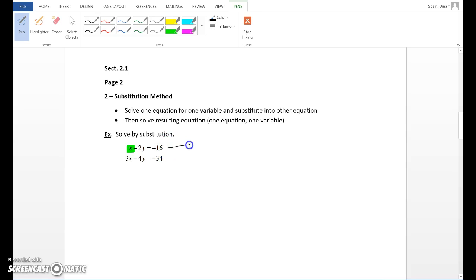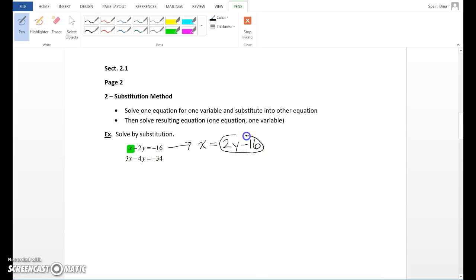So I'm going to choose equation 1, and I want to solve this for x. So to get the x by itself, let's just add the 2y, put it on the other side with the negative 16. See, that was a negative 2y on the left. If we add it, it'll be on the right. Alright, so that was pretty easy. We have x equals 2y minus 16.